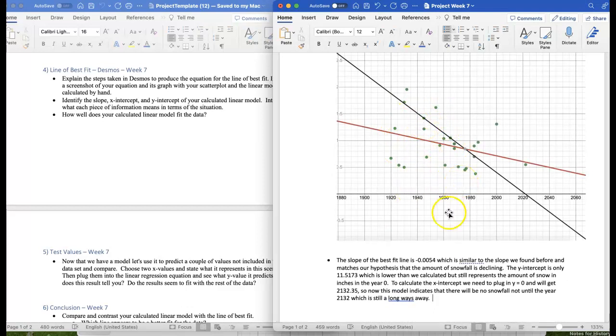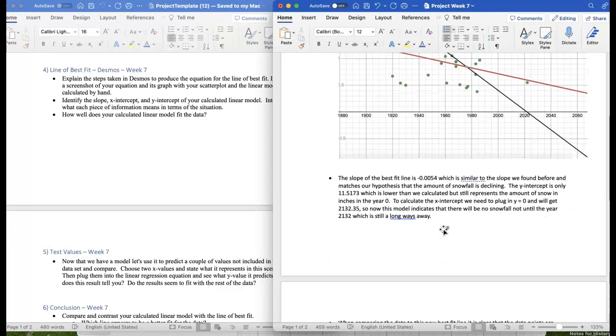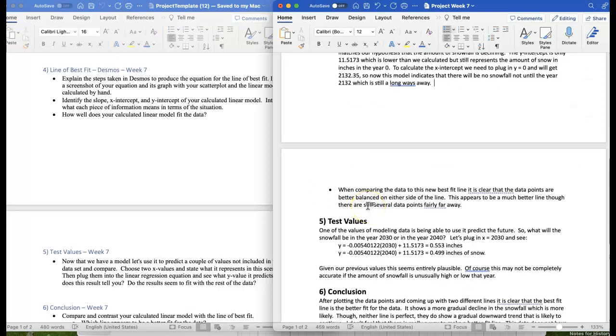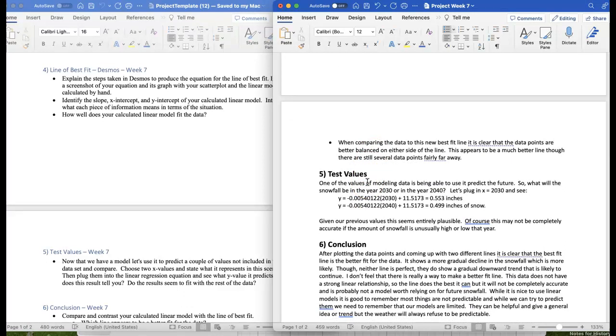So is this really a great example of a linear model? If you take a look at the R values, then you can compare and see whether it's a really good linear model or not. And then test values. What we always want to do is see if we can use our model to predict the future.